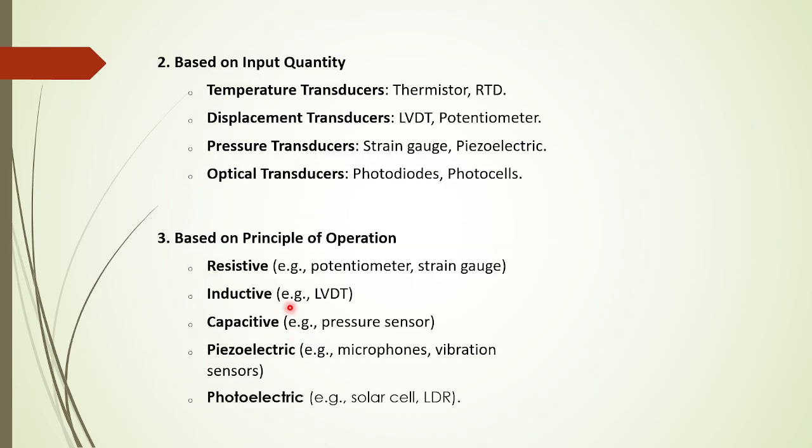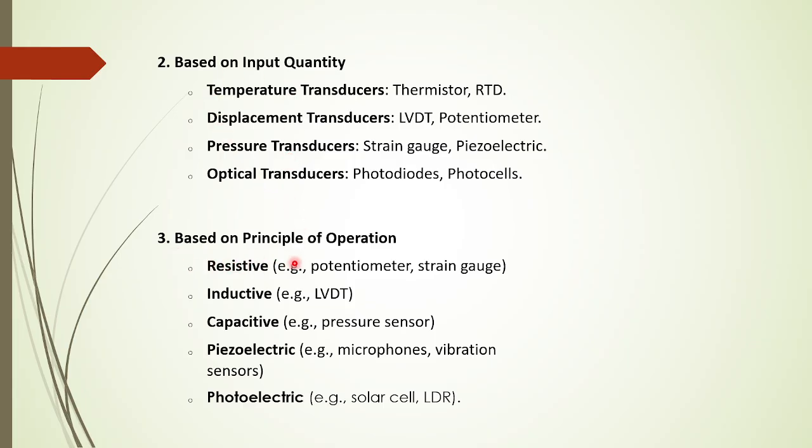The second classification is based on the input quantity. First is the temperature transducer, examples thermistor and RTD. Next is the displacement transducer, examples LVDT and potentiometer. Third is the pressure transducer, examples strain gauge and piezoelectric transducer. And fourth is the light transducer, examples photodiode and photocells. These are the common types based on the input quantity.